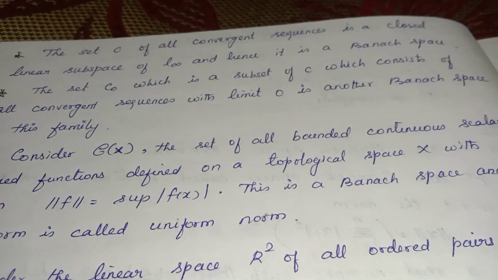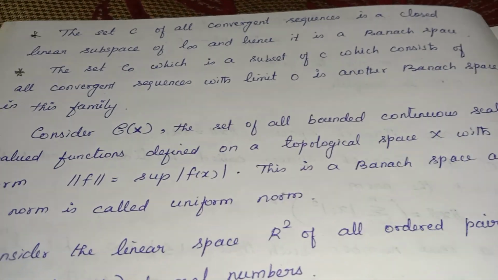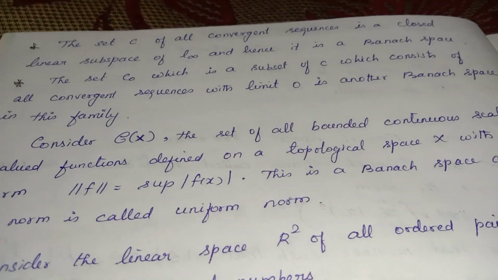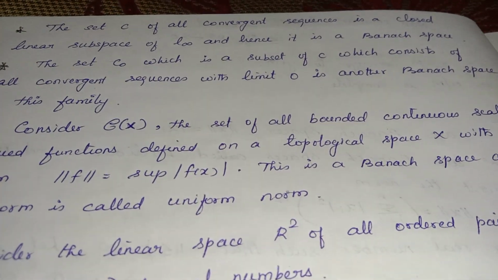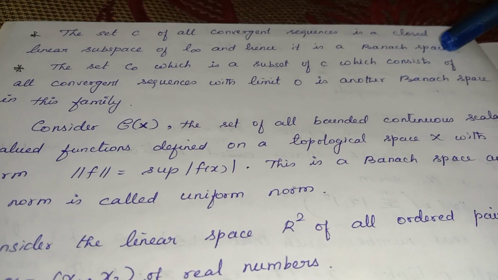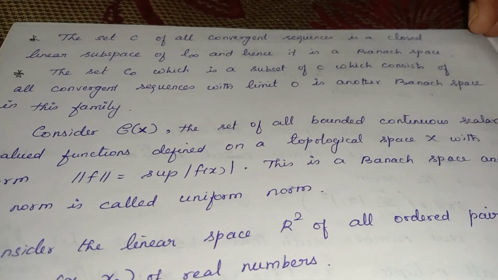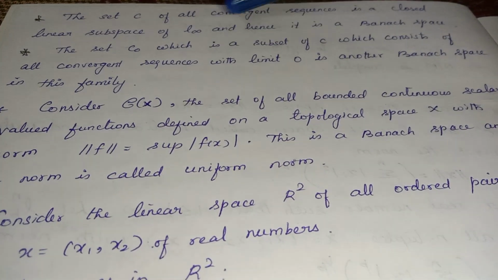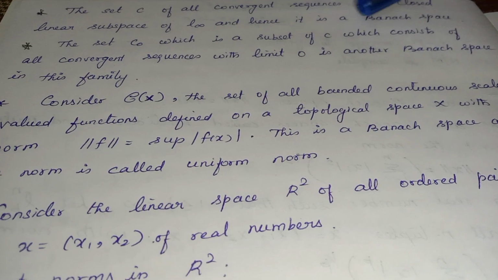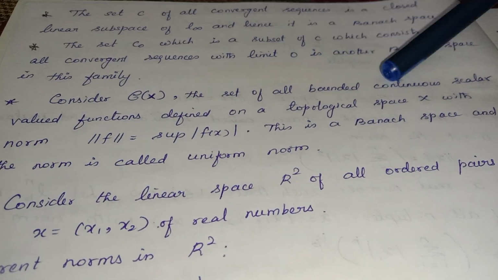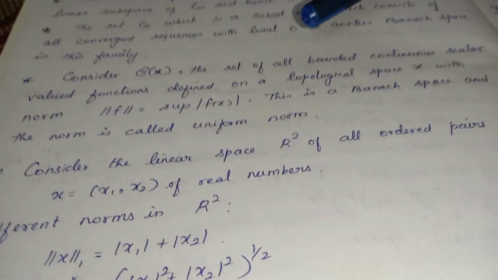Right. Next one. The set C of all convergent sequences is a closed linear subspace of L infinity, and hence it's a Banach space. See, suppose you take a convergent sequence, it will be a closed linear subspace, no? Therefore, it will become a Banach space. Next one, the set C naught, which is a subset of C, the above set, which consists of all convergent sequences with limit 0, is another Banach space in the same family.